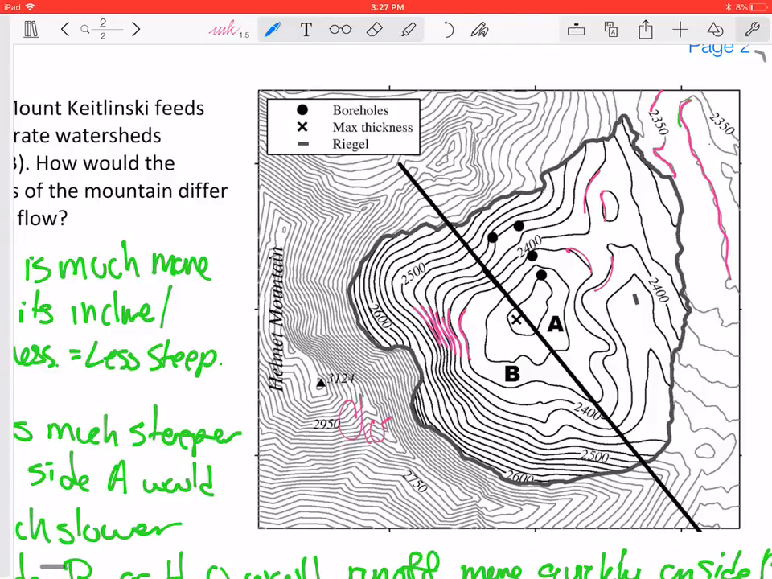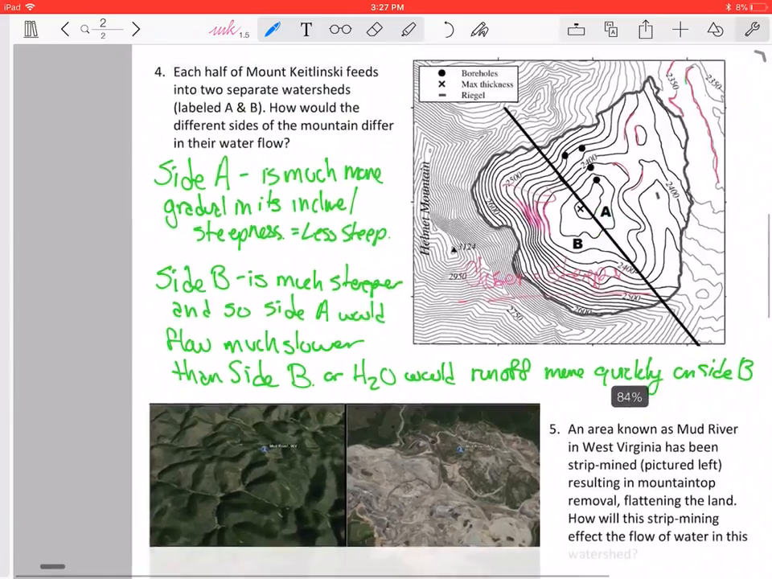So the closer equals steeper, okay, so the closer these lines are, the steeper that elevation changes. So this essentially indicates steepness of the hill.